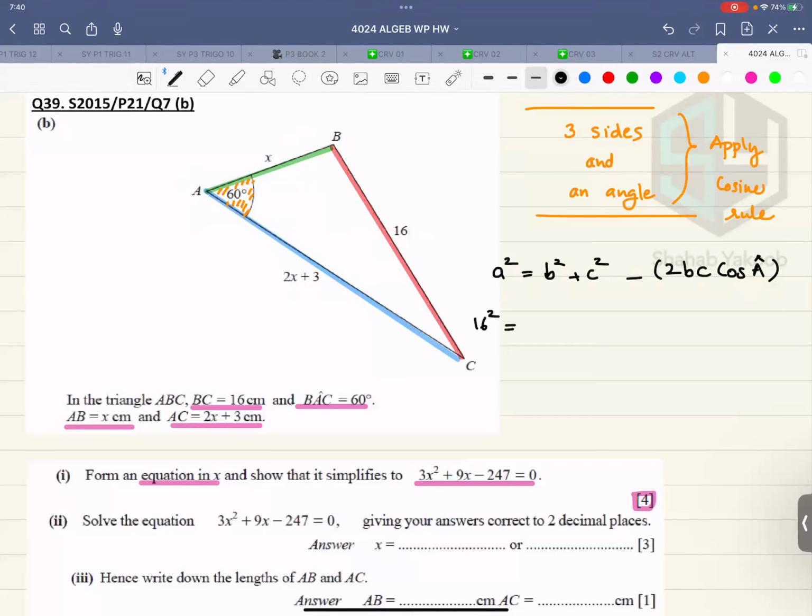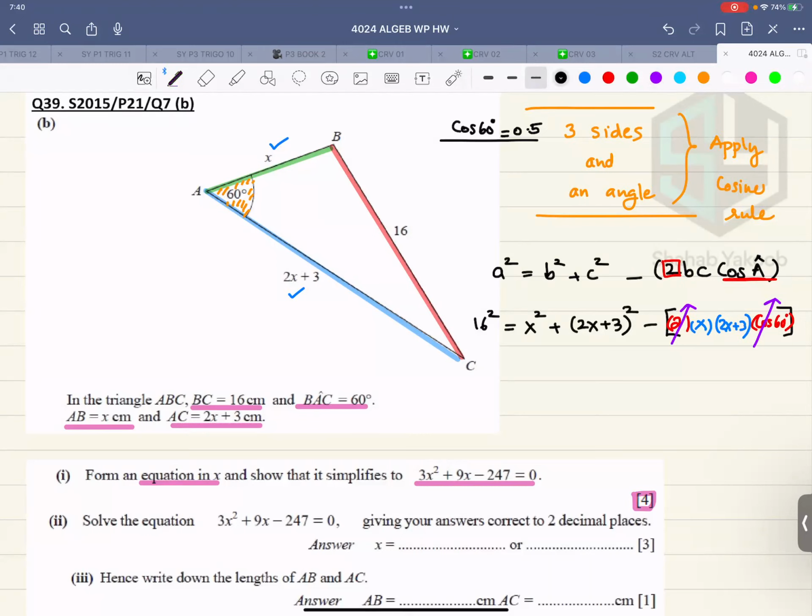16 squared equals X squared plus (2X plus 3) whole squared minus, let's put a big bracket over here, 2 times X times (2X plus 3) times cosine of 60 degrees. And we should also know the fact that cosine of 60 degrees is 0.5. This is the value that we get from the calculator. Now this 2 and this cosine of 60 will cancel out. So this is 2 and this is cosine of 60 degrees. And what else is there? We have X and we have 2X plus 3. Now this 2 is cancelling out with cosine 60.